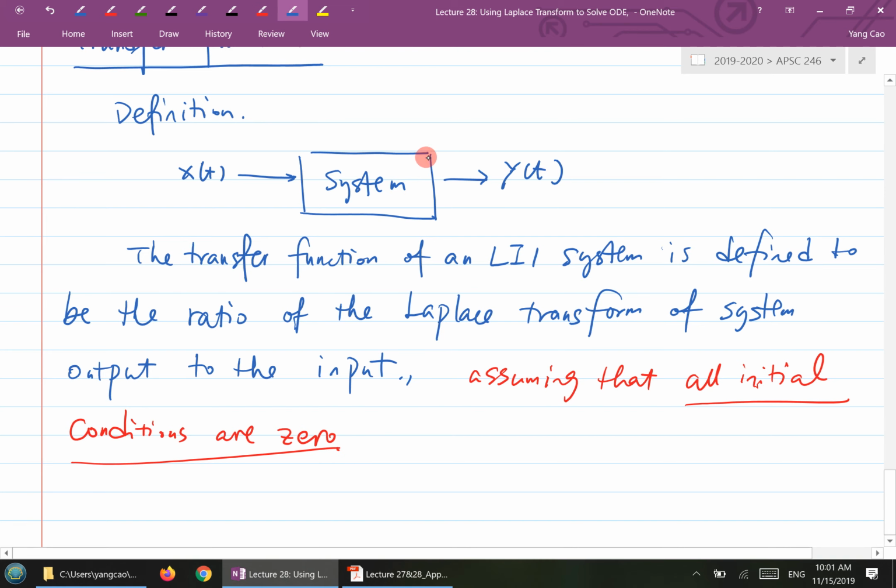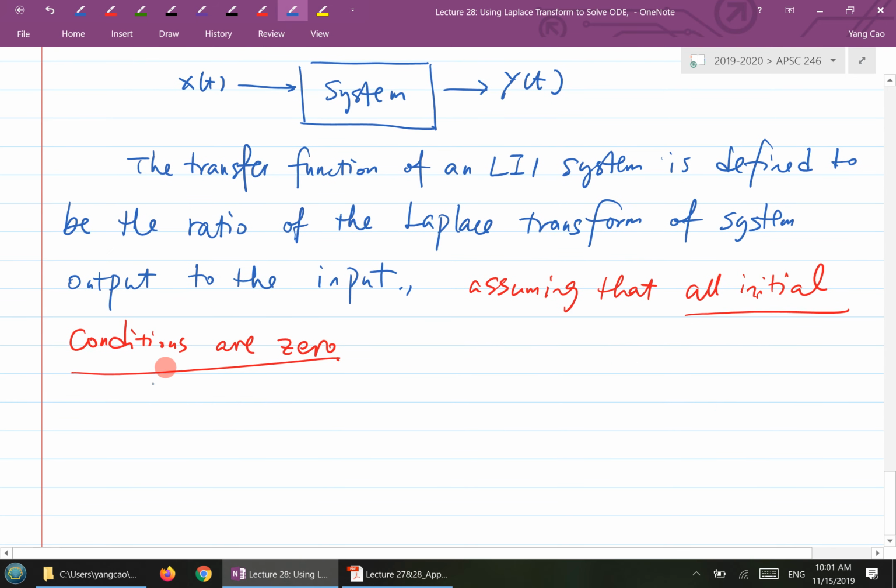So for example, if this is the system in here, the transfer function is basically, we use H of s to represent the transfer function. It's the ratio between the output Laplace over the input Laplace. It's as simple as that. You use the output Laplace divided by the input Laplace transform, and then you get the transfer function.